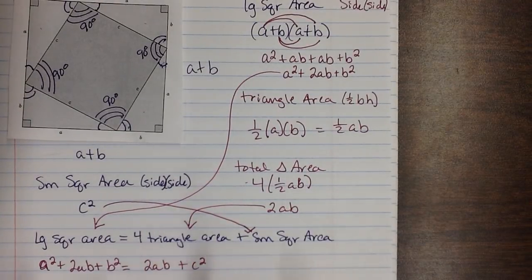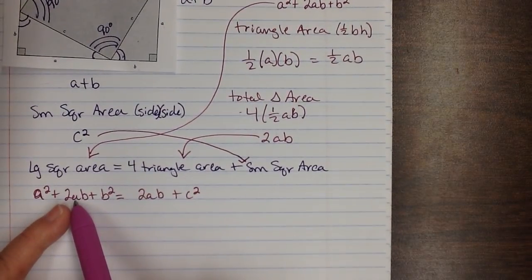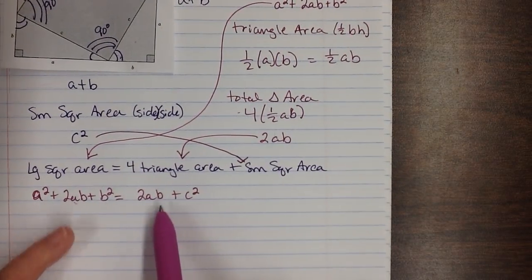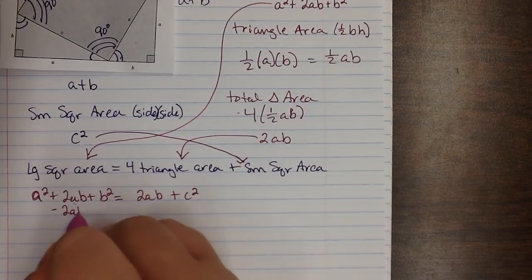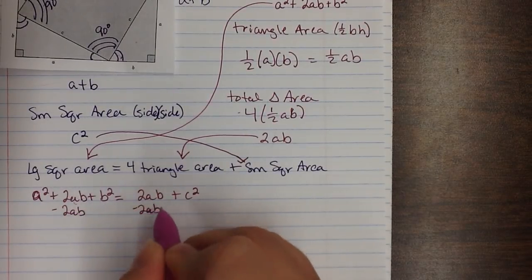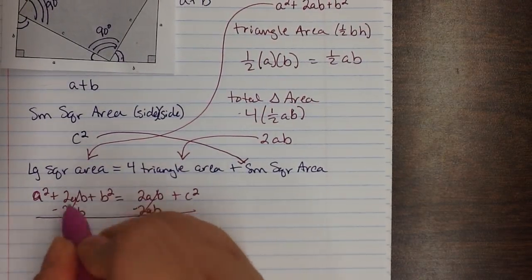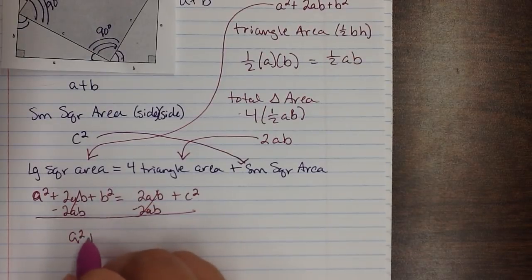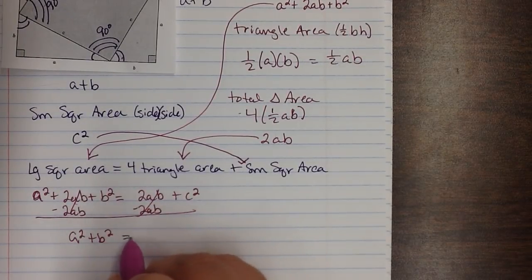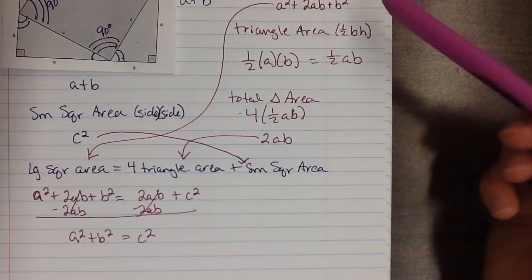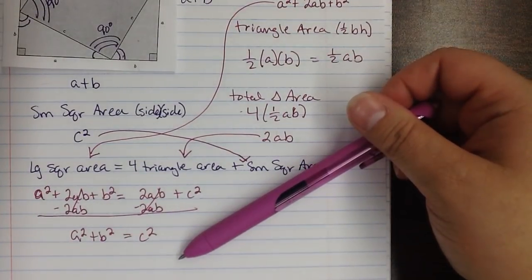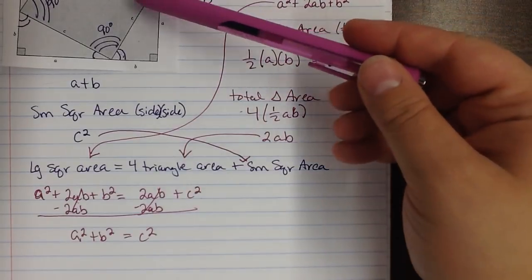Now, because we can combine like terms, we have 2ab on the left and 2ab on the right, so we can subtract 2ab on both sides. They cancel each other out. So we have a squared plus b squared equals c squared. And we did prove that that is the Pythagorean theorem, using a square within a square.